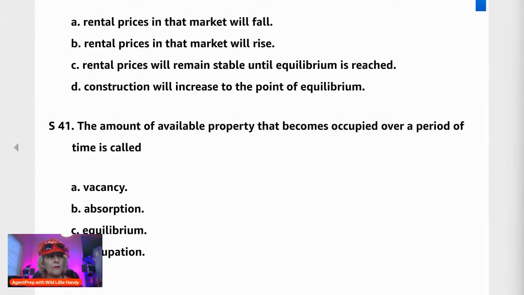Okay, so vacancy rate is, if you're passing by a motel, they say either no vacancies or vacancies available. That means there are vacant properties. However, the question says it's an amount of available properties that became occupied. So they're no longer vacant. Those properties were absorbed, and that is called absorption.